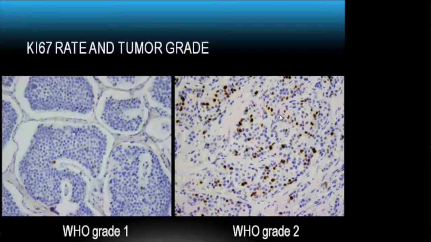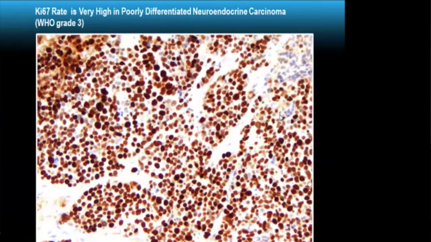However, on this picture, you can see there are so many more Ki-67 positive cells. So the Ki-67 percentage here is about 15%. So this is a WHO grade 2 tumor. In the next slide, it is a poorly differentiated neuroendocrine carcinoma. You can see there are so many tumor cells, almost 100% of the tumor cells are positive for Ki-67. So therefore, it is a high-grade or poorly differentiated neuroendocrine carcinoma, and the tumor will behave very aggressively.